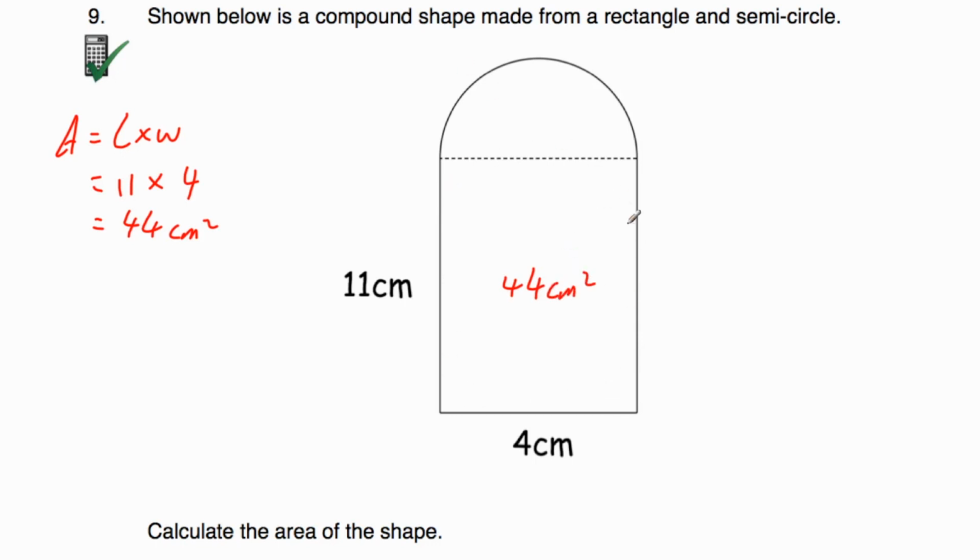So now that we've found the area of the rectangle, we need to find the area of the semicircle. So if we look at the semicircle, we know that this distance will be 4 centimeters, because if this is 4 centimeters, this is 4 centimeters.